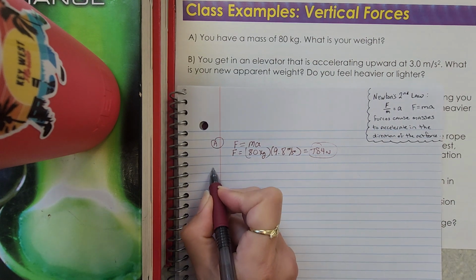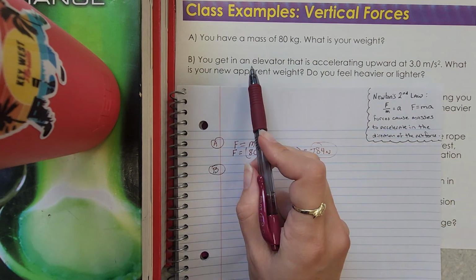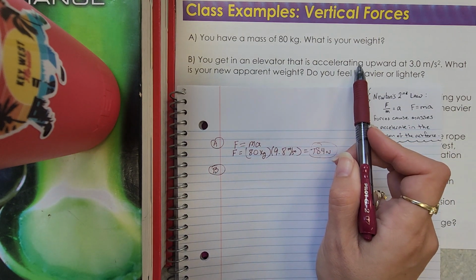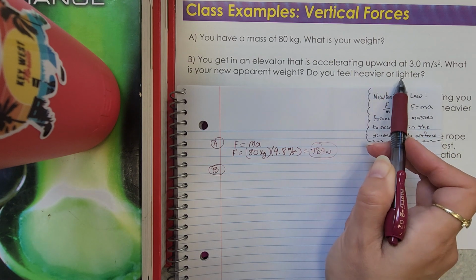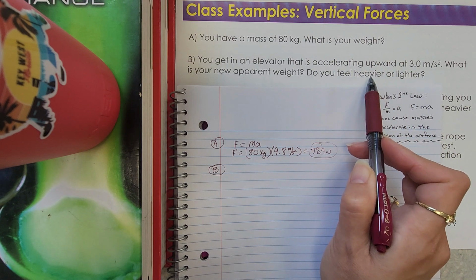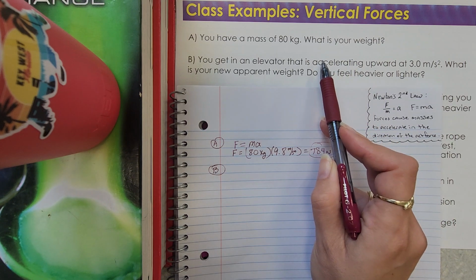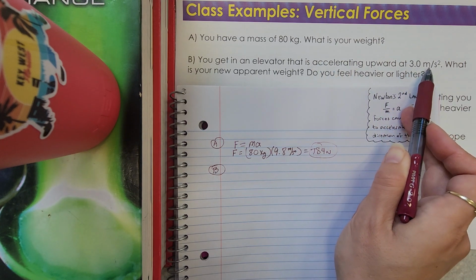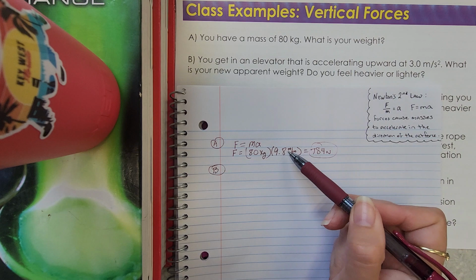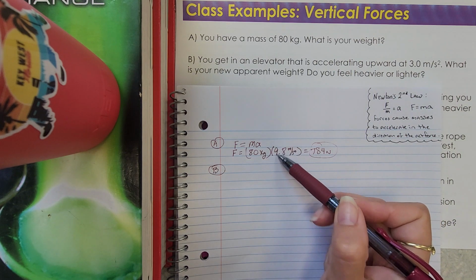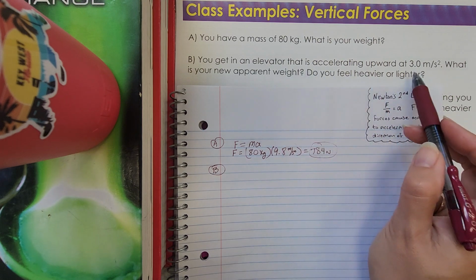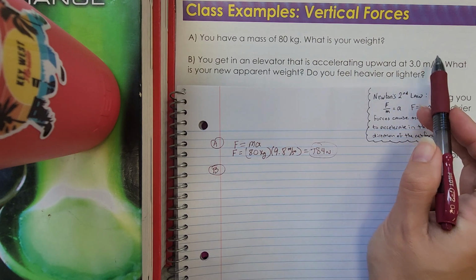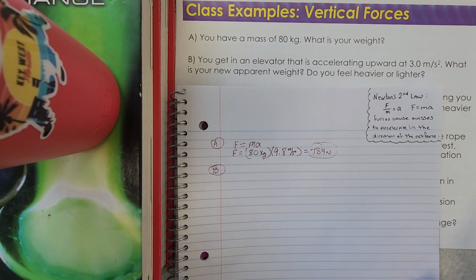So what we're going to do for example B is say that you're in an elevator and it's accelerating upward. You're going to ask yourself if you feel heavier or lighter. If you are supposed to feel heavier in that scenario, you're going to add the 3 meters per second squared acceleration to the acceleration of gravity, because that's going to increase this factor, which will increase the weight. But if in the scenario you are supposed to feel lighter, then you're going to subtract that 3 from 9.8.